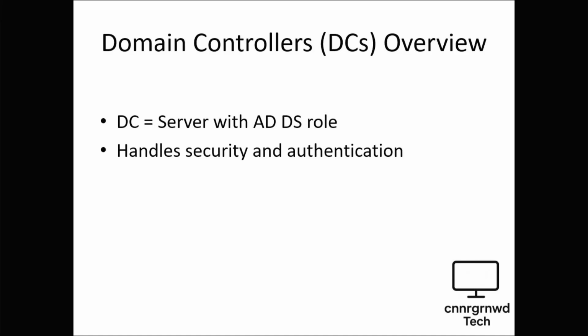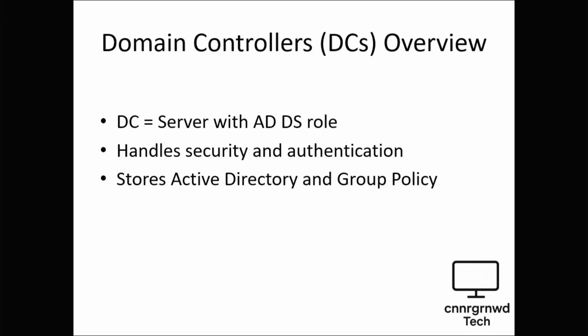Domain controller overview. Domain controllers are usually called DCs. That is the domain controller in small format, which helps to name the domain controllers correctly for swift understanding. A DC is a server with an Active Directory Domain Services role. It handles authentication and security from different computers. The domain controller also stores the Active Directory and the group policy.